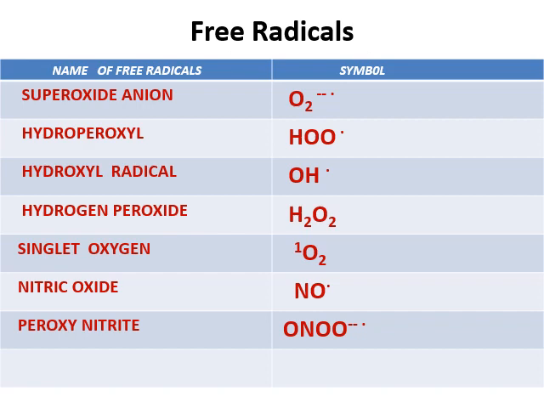So these are the examples of various free radicals: superoxide anion, hydroperoxide, hydroxyl radical, hydrogen peroxide, singlet oxygen, nitric oxide, peroxynitrite. In all these figures we can find a common thing: most of the free radicals are represented with a superscript dot, except hydrogen peroxide and singlet oxygen. Even though they do not have a superscript dot, they are classified under free radicals because of their extreme reactivity.